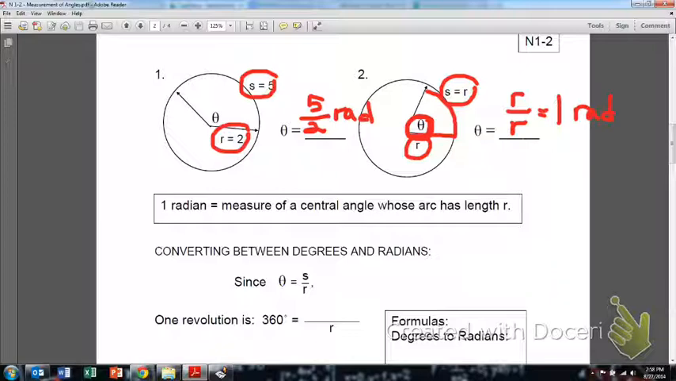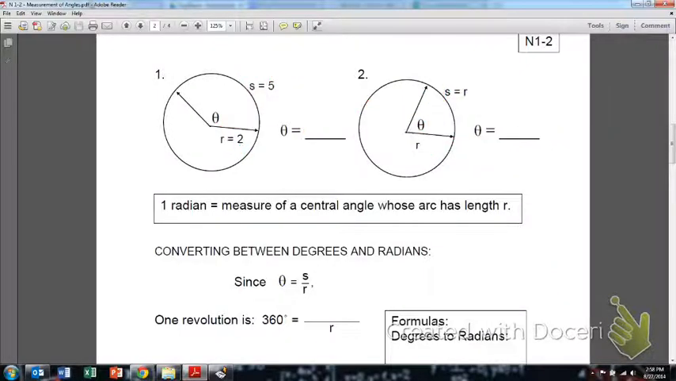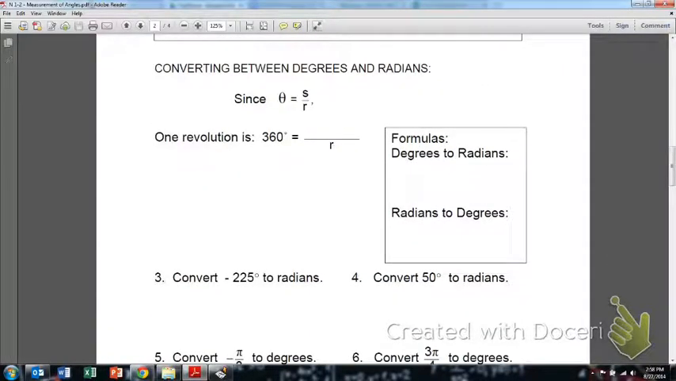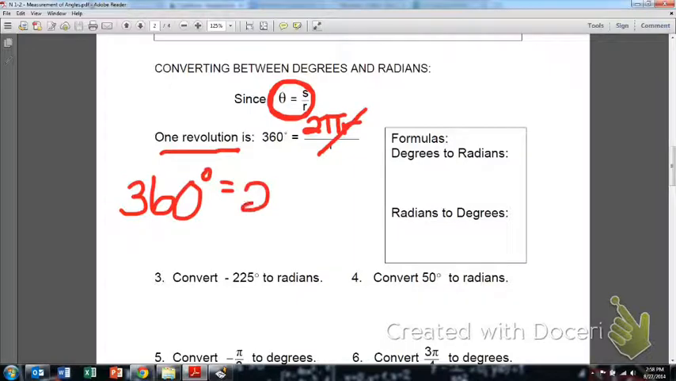Okay, so now we're going to get down to the meat here. What we want to be able to do is convert between what we're familiar with, which is degrees, and radians, which we're going to become more familiar with. So if we follow this same idea, that the angle measurement in radians is arc length divided by radius, 1 revolution, 1 time around the circle, that arc length would be 2 pi r. Because 1 time around the circle is the circumference of the circle, and circumference is 2 pi r. So you can see the r's cancel, which means that 360 degrees is the same as 2 pi radians.